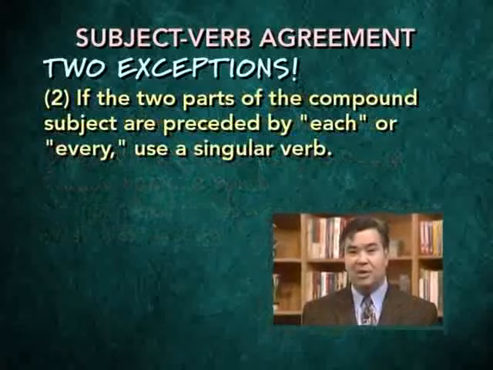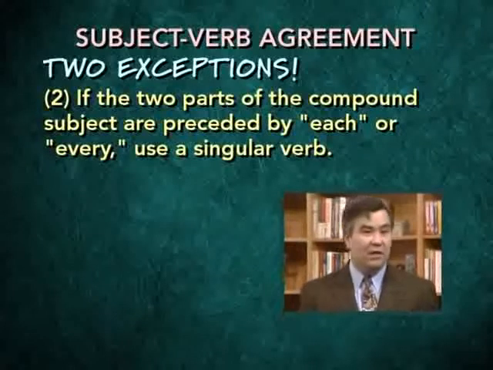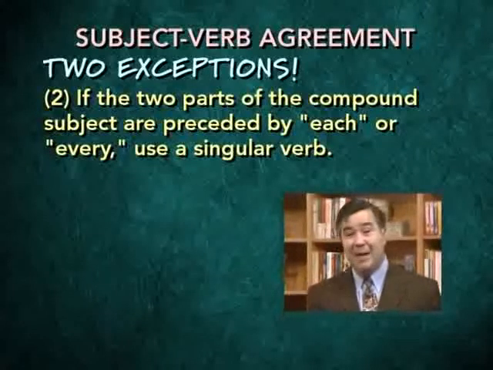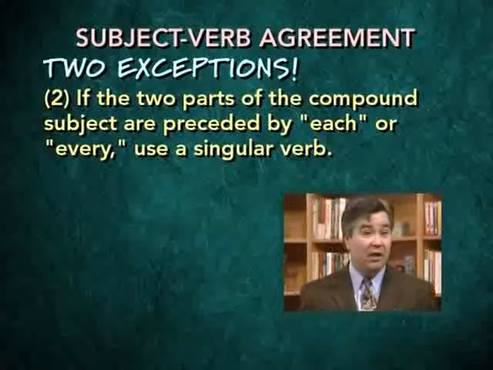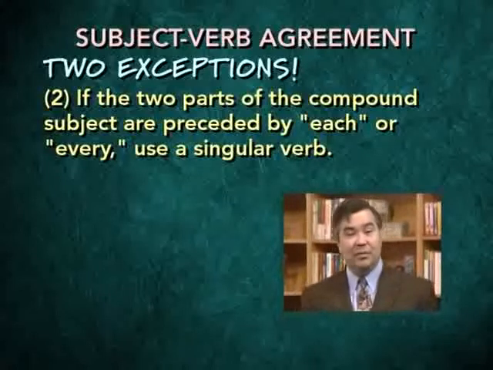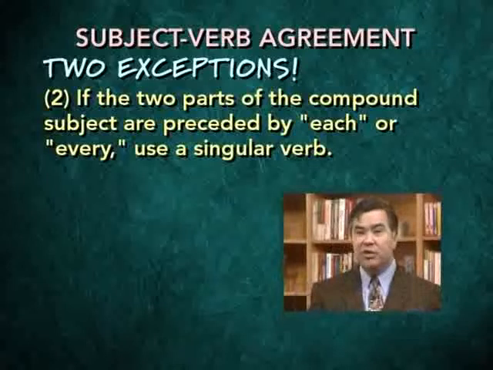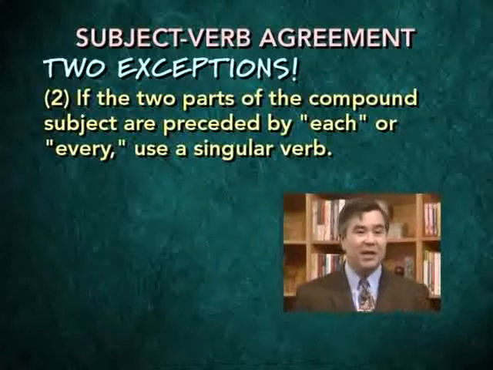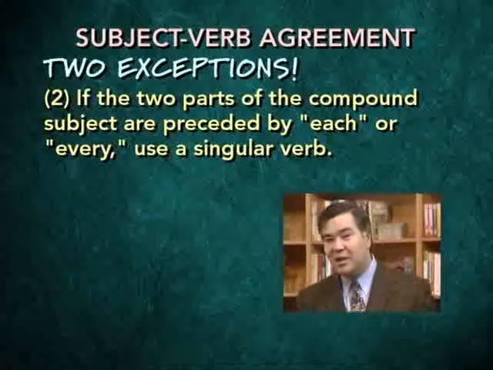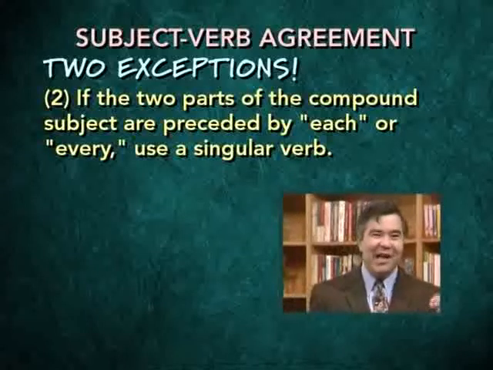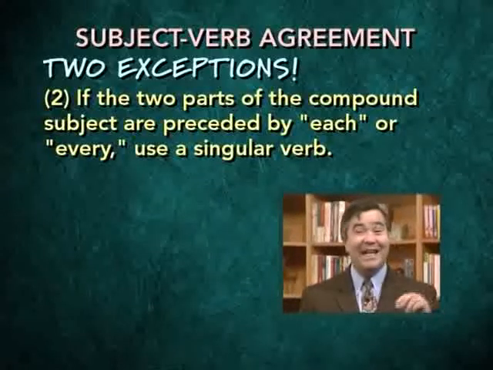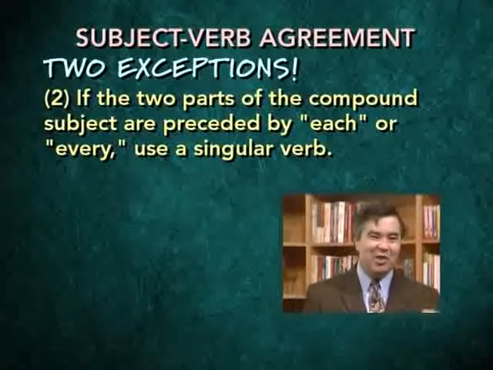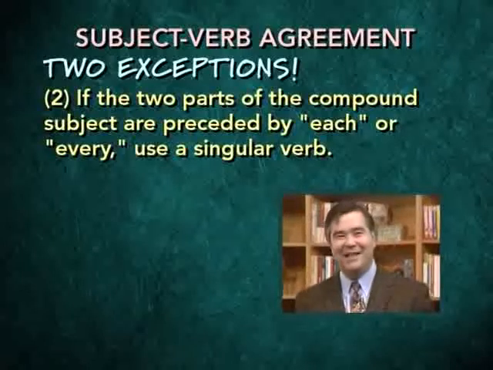Here's the second exception. If the two parts of the compound subject are preceded by each or every, use a singular verb. When we use the words each or every in front of the parts of a compound subject, we are really changing the subject so that we're talking about each element of the subject separately and individually. And that's why we're turning the subject from plural into singular.